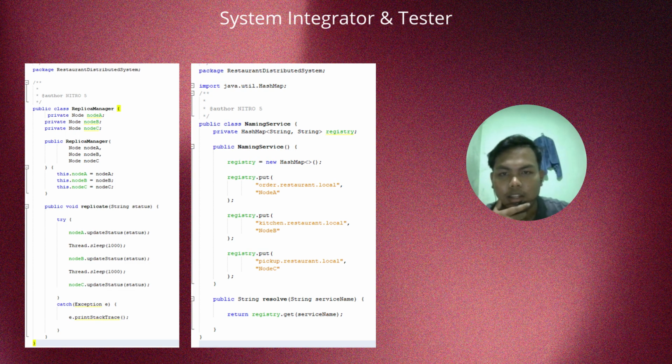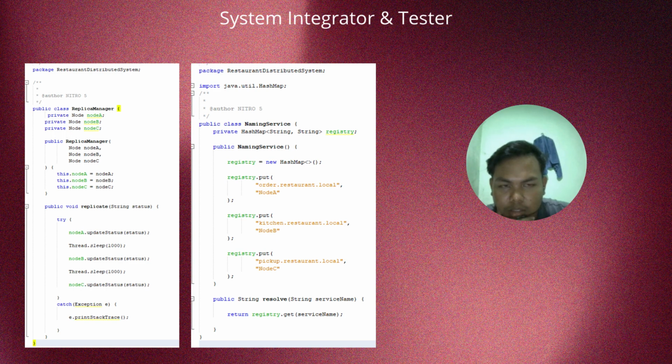Okay, in this slide we have 2 screenshots. The first screenshot is the replica manager and the second screenshot is the naming service. In the replica manager, here we created 3 nodes, node A, node B, node C, where each node plays its own role. Node A represents the order service or server. Node B is the kitchen server and node C is the pickup server.